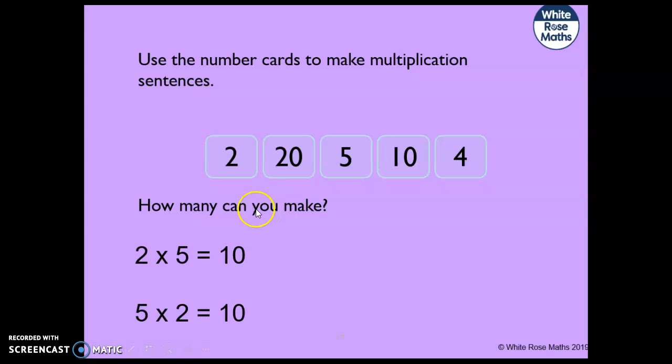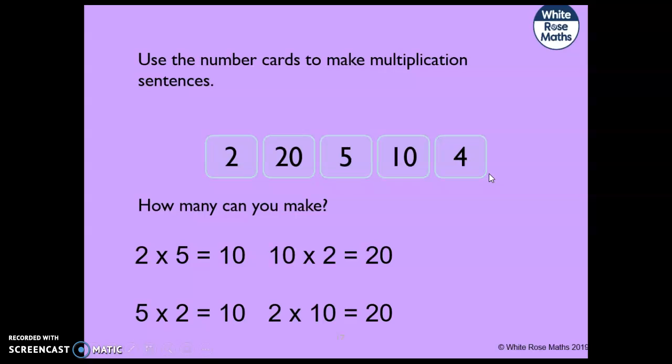So we could have 2 times 5, which equals 10, or 5 times 2 equals 10, so that's 2. Or if we were looking at 20, 10 times 2 is 20, or 2 times 10 is 20. We haven't used the 4 yet.